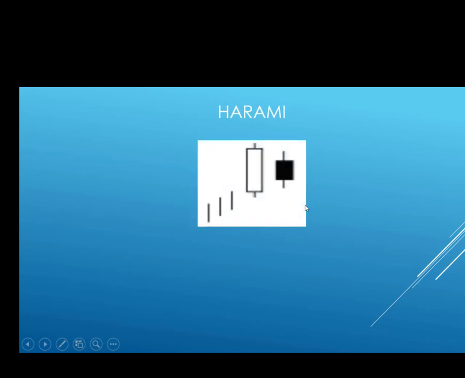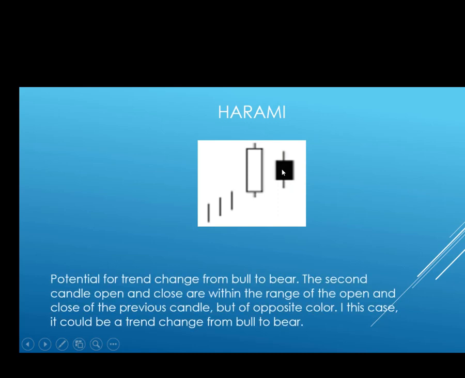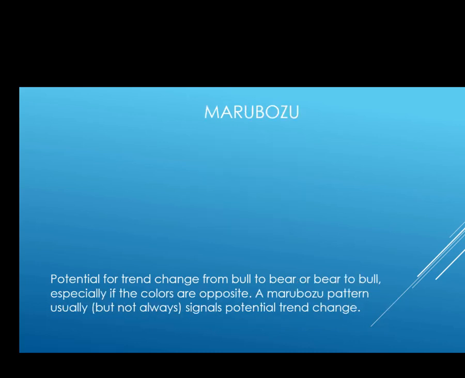A harami is a great little description of a candle that is bullish to begin with, a very long candle. It's almost like an engulfing candle, but the following candle is engulfed within the previous candle, and this is called a harami. It's an engulfed candle. Potential for trend change. We see the long candle, and then the following candle is the harami. We're going from bull to bear in this case.